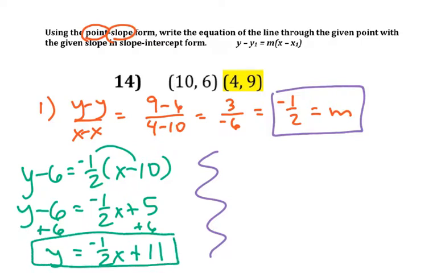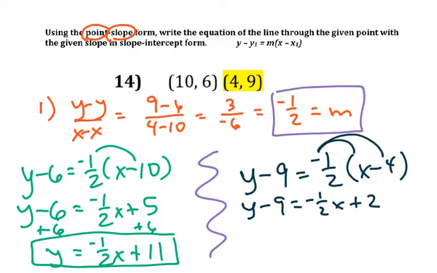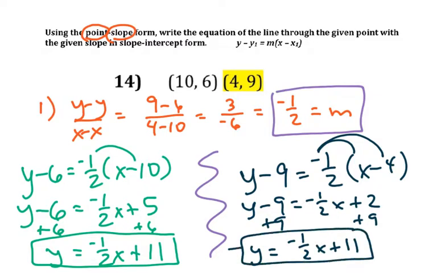Now what I was telling you is it doesn't matter if I used 4, 9, I would still get the same answer. So let's try it. y minus 9 equals negative 1/2, because that's still the slope, times x minus 4. So y minus 9 is equal to negative 1/2 x. Negative 1/2 times negative 4 is positive 2. Add 9 to both sides. y is equal to negative 1/2 x plus 11. And that's exactly the same line. So it doesn't matter which point you use. Once you have the slope, you can use either point.